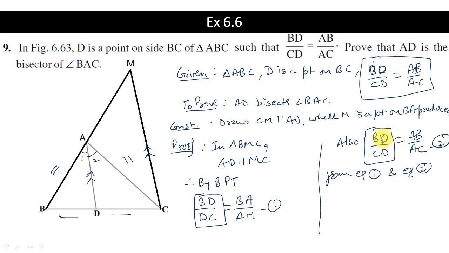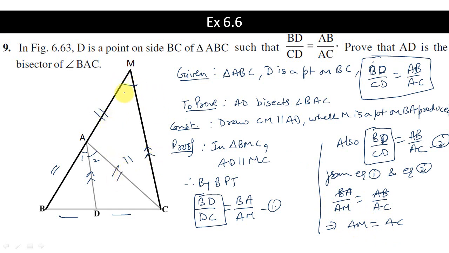Since both of them are equal to BD upon CD, we'll get BA upon AM is equal to AB upon AC. This BA and AB will get cancelled out. So you will get AM is equal to AC, by cross multiplying or taking reciprocal, whichever way you choose. That is, this side AM is equal to this side AC.